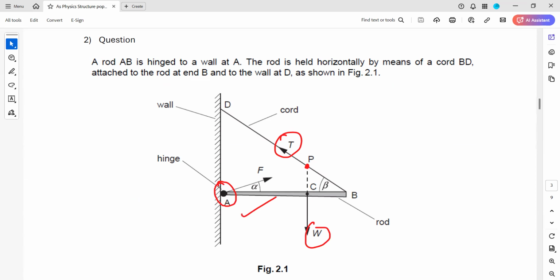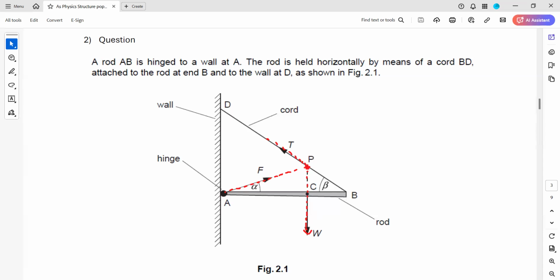But when we work out the turning effect at a certain point, F is acting on this point, W is acting downward and T is acting here. So the question is why F should pass through P, T should also pass through P, and W is also passing through P. So what is the main reason?